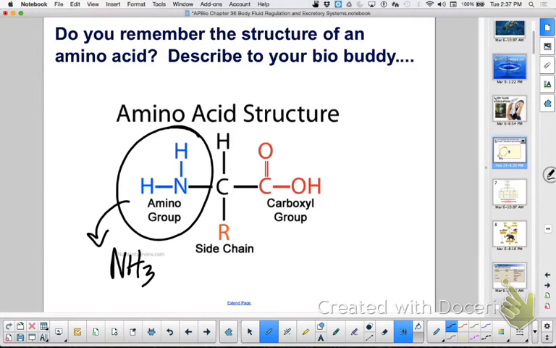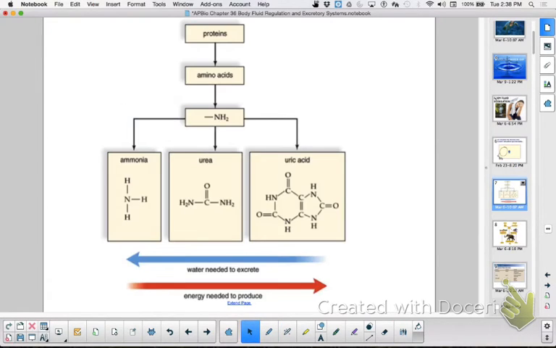Now, who's not concerned about the amount of water they have? Freshwater fish, because they have plenty of water. Chances are they're hypertonic, and the water is hypotonic. So they have plenty of water to spend, and they don't need to use any energy converting it. And that's what we saw in this diagram right here.